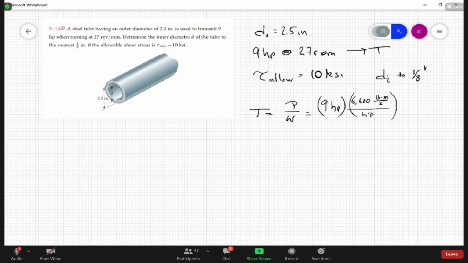All right. So that gives me the power in pound inches per second. And then we have the angular speed as 27 RPM. And we want to get that into radians per second. So there is 2 pi radians for every revolution. And there is 60 seconds in every minute. Okay. And so this will give you the answer just in pound inches, right?